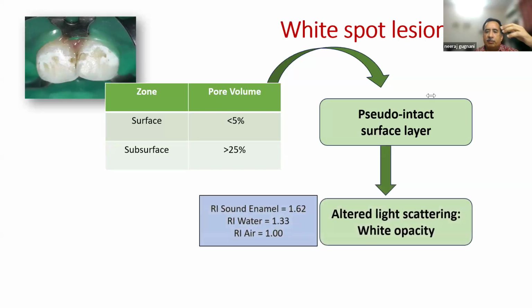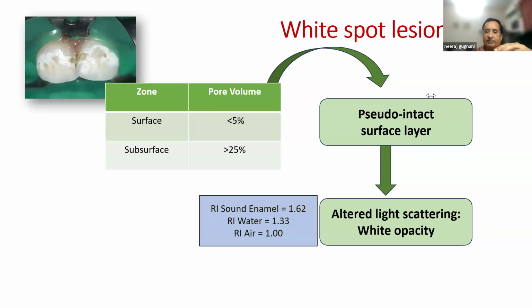and a non-cavitated lesion can become cavitated because of the inadvertent pressure provided by the sharp probe. Because of these porosities in the subsurface lesion, there is altered light scattering. You can see that the refractive index of sound enamel is 1.62, but these pores will now be filled with water, and there is a difference between the refractive index of sound enamel and water. So you are able to see the white opacity.